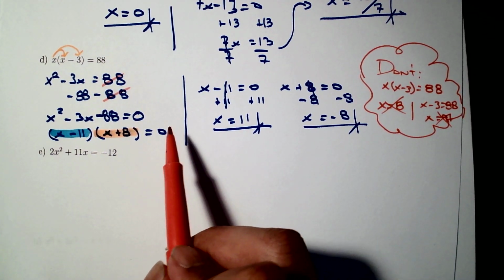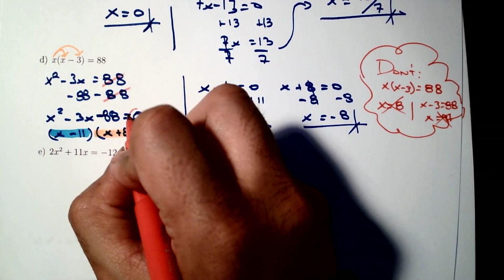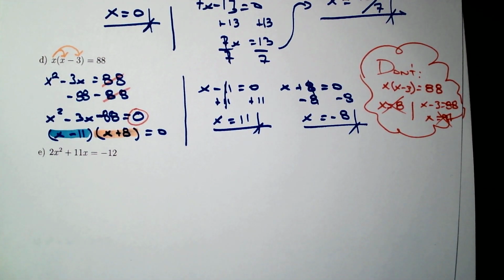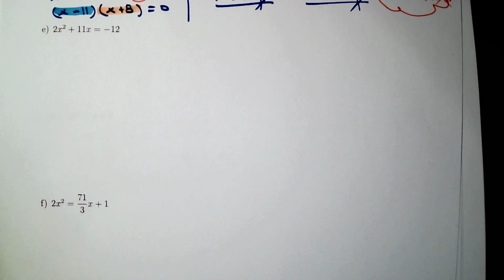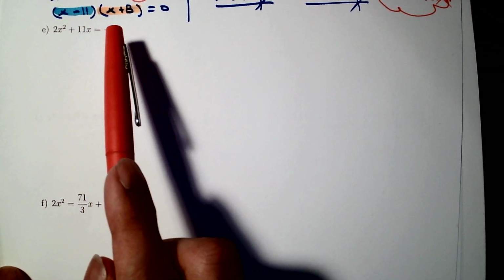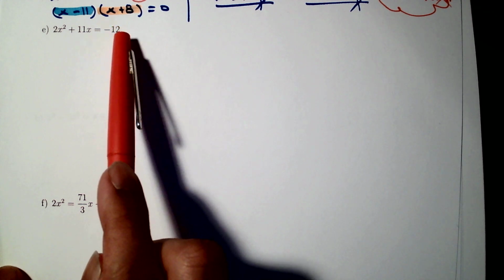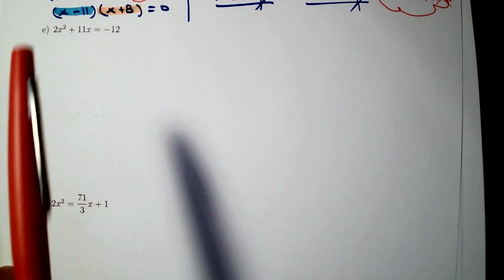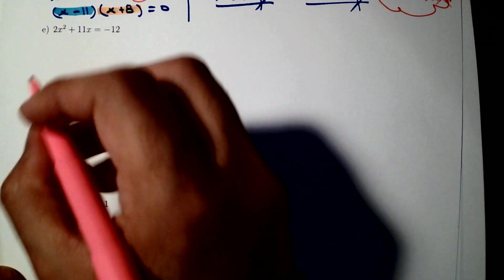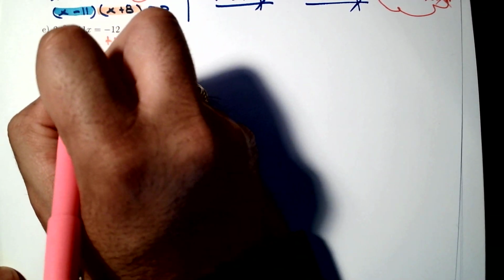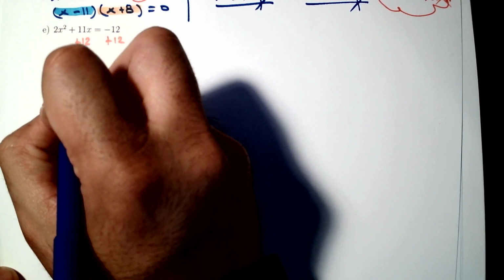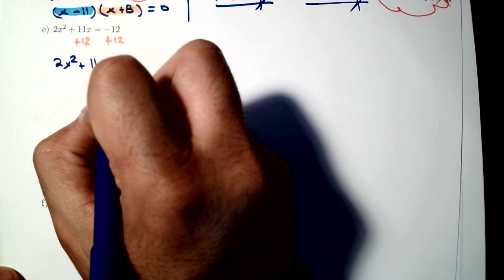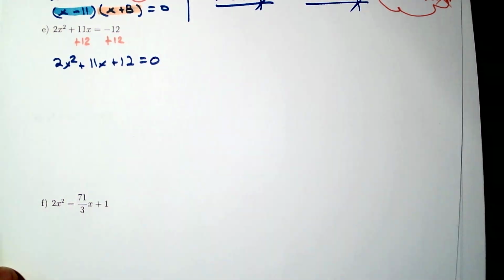This is called the zero product property, and it only works when the right hand side is equal to 0 and everything else is on the left hand side. All right, let's look at another example. Well, we have a polynomial equation. However, we have this negative 12 on the right hand side. We need to have everything on the left hand side, and we can do that by just adding 12 to both sides. That's all we do to get 2x squared plus 11x plus 12 equals 0.